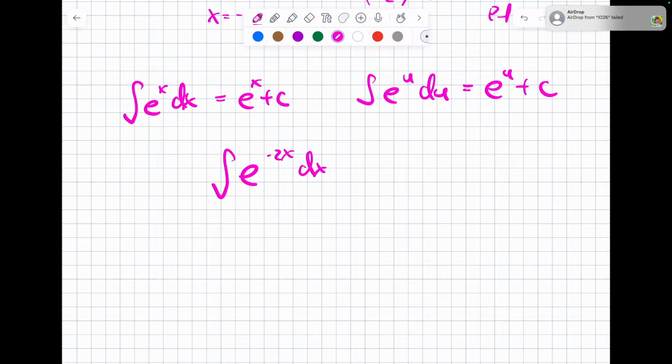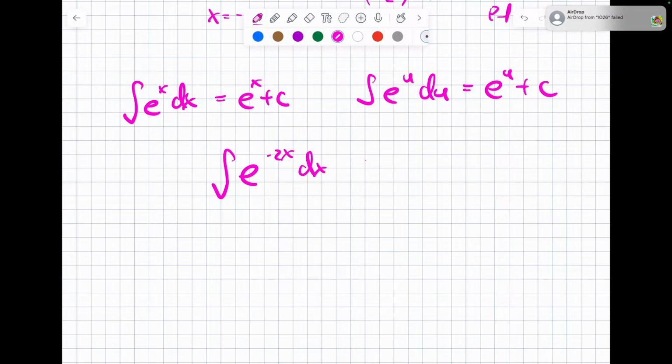McKenna, what did you say? Say that again. Would it be negative e to the -2x over 2? That's what she said. Okay. All right. Yeah, that's good.